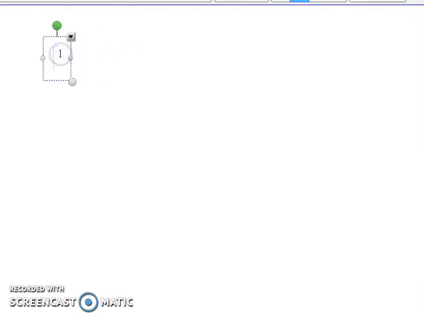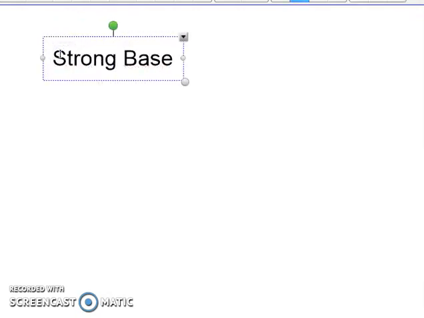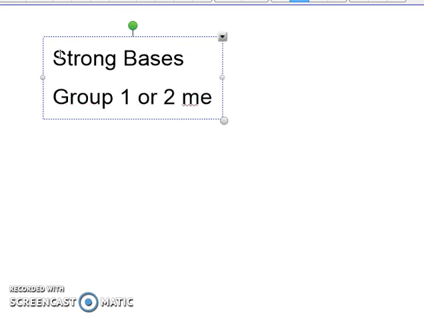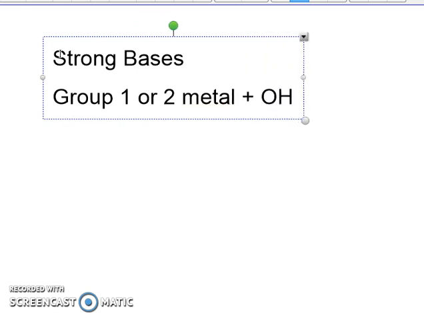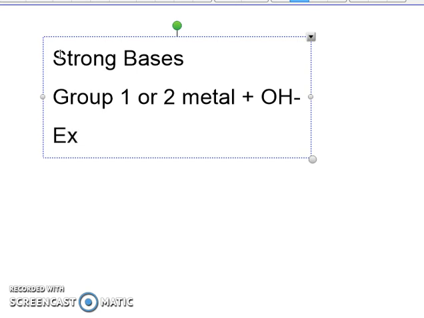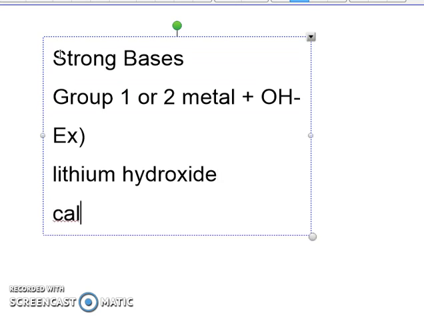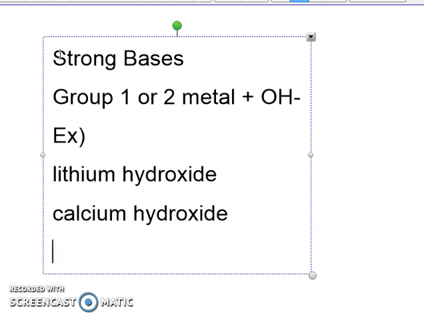All right, and then we have strong bases. A strong base is actually any group 1 or 2 metal with hydroxide. So for example, we can have lithium hydroxide, right? Because lithium's in group 1. We can have calcium hydroxide, calcium's in group 2, etc., right? Potassium hydroxide, sodium hydroxide, magnesium hydroxide.